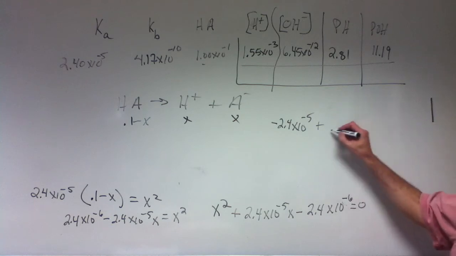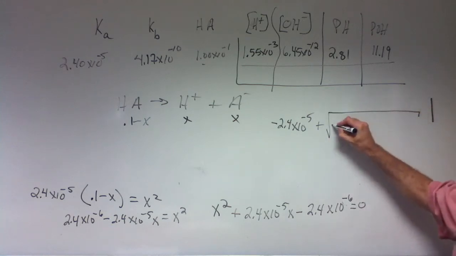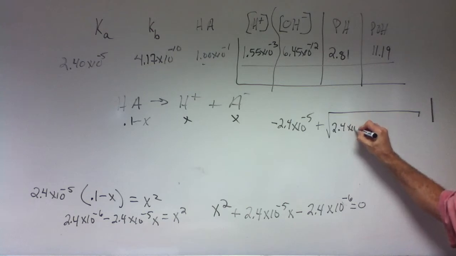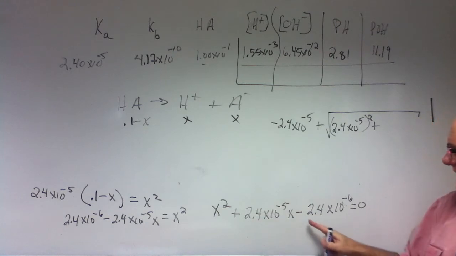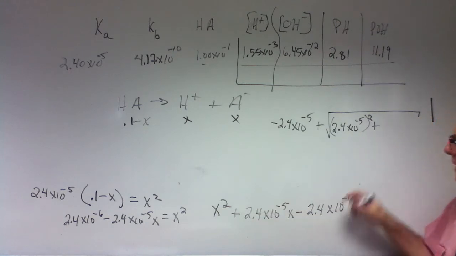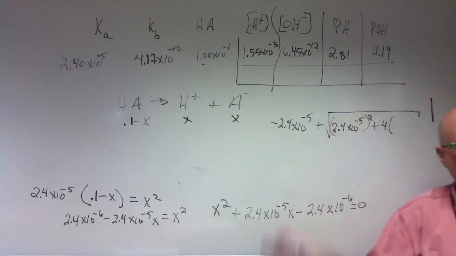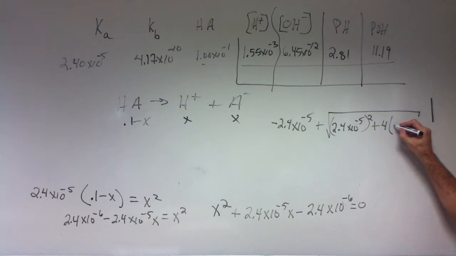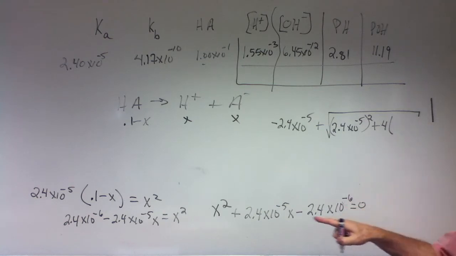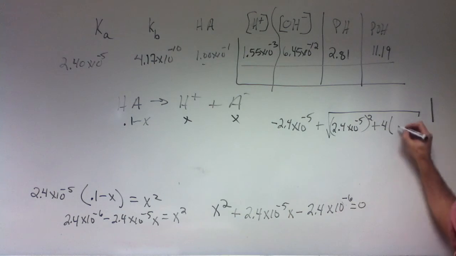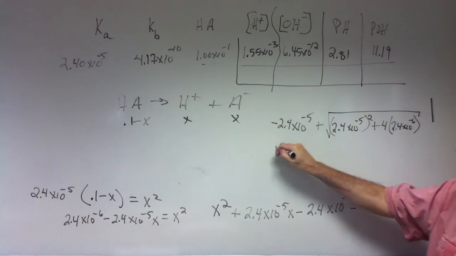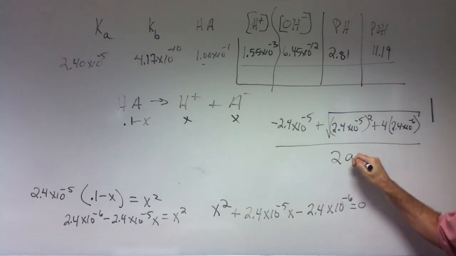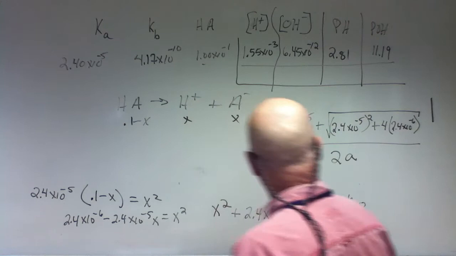Okay, so this is going to be 2.4 times 10 to the negative 5 squared plus, I can say that because the c is negative, 4 times 1 is 4, and this will be c, which is here, 2.4 times 10 to the minus 6th, divided by 2a. What's the answer? 2, because a is 1.